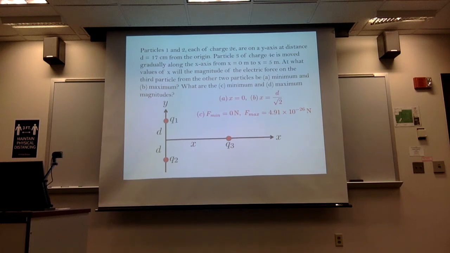So we've got the cosine of theta times the force, and the x comes from the cosine, divided by x squared plus d squared to the 3/2. And that's your entire expression.